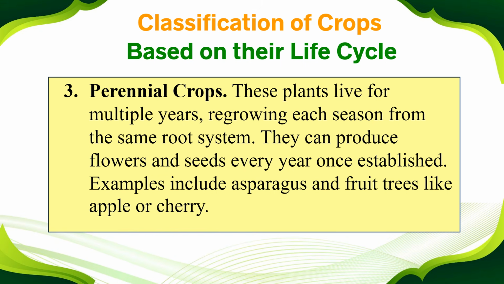And lastly, perennial crops. These plants live for multiple years, regrowing each season from the same root system. They can produce flowers and seeds every year once established. Examples include asparagus and fruit trees like apple or cherry.